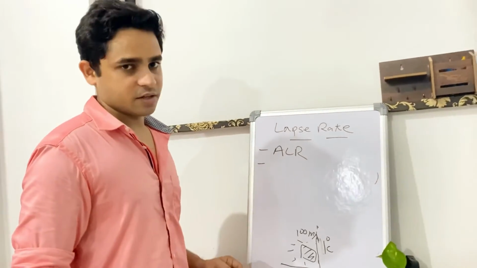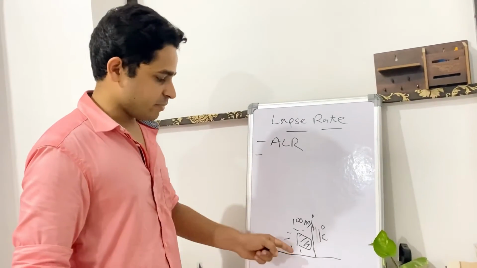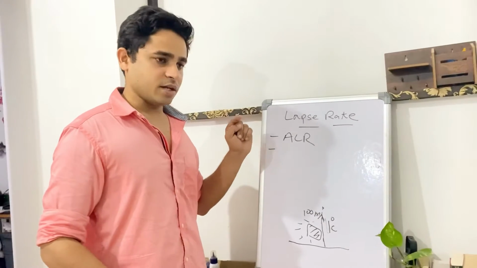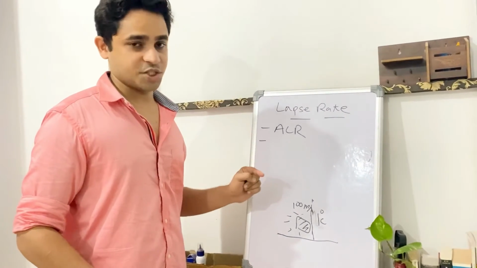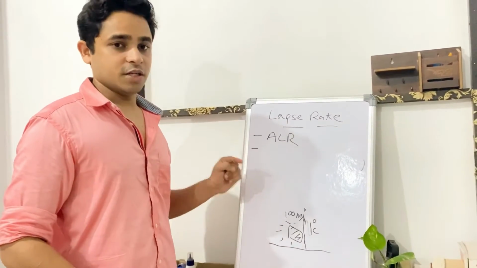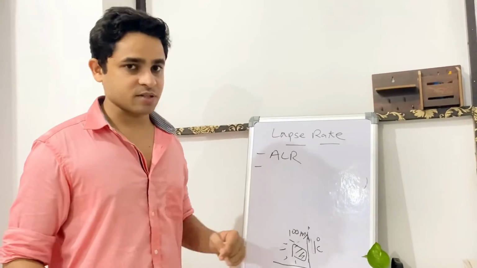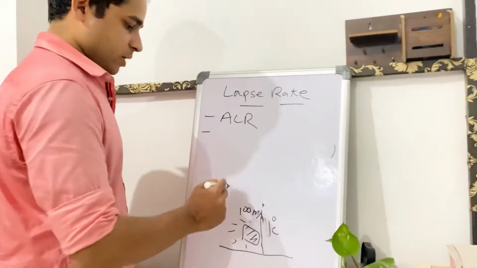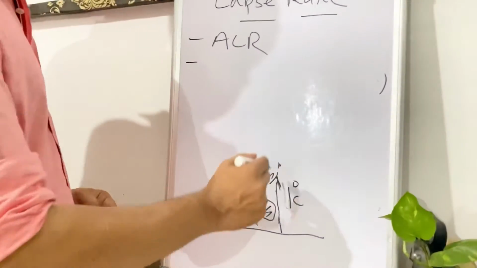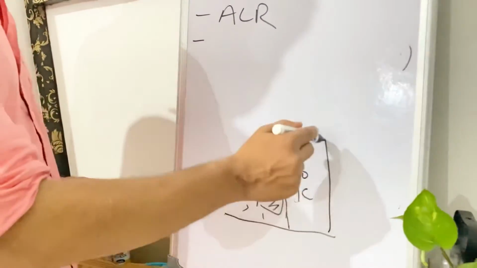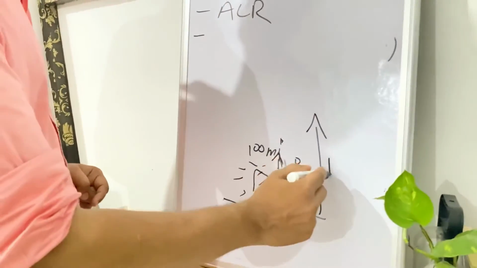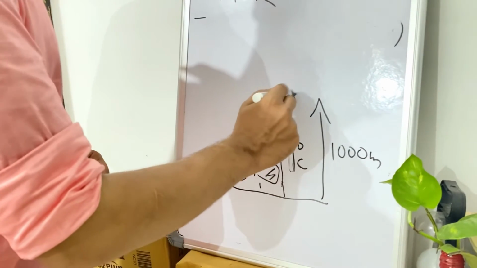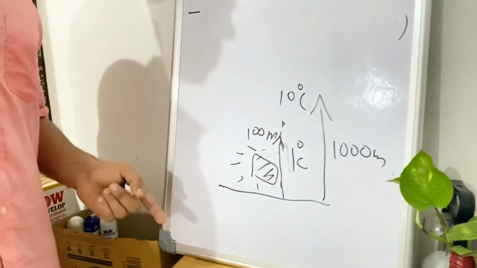I hope that it is clear. So if the temperature decreases by 1 degree Celsius when we go up by 100 meters, then it is called adiabatic lapse rate. Okay. So normally then, if it becomes 1000 meters, then the temperature decrease would be 10 degrees Celsius. Okay, simple maths.